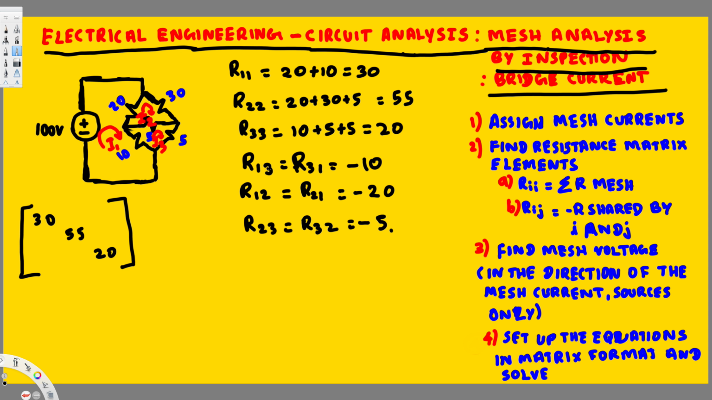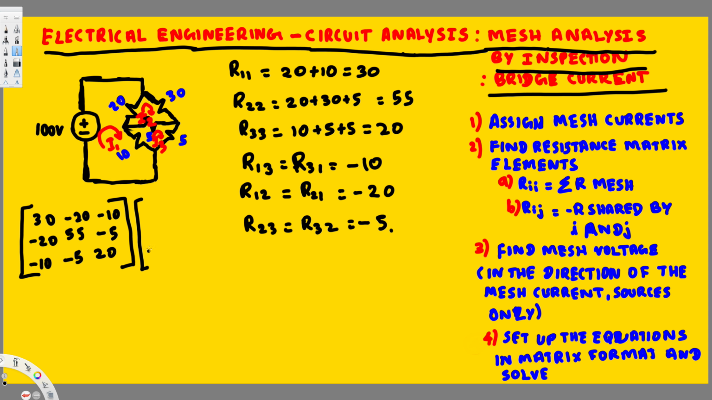This is first row, third column. So this is going to be first row, third column right here, and third row, first column right here, right? So we put this one in two places. And first row, second column, negative 20. Second row, first column, negative 20. And the third one is second row, third column, that is negative 5. And third row, second column, negative 5. Now we have our matrix.